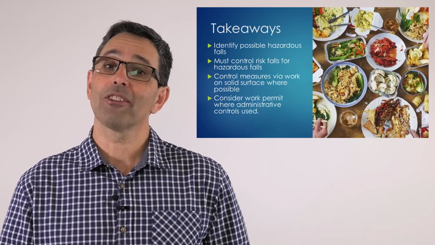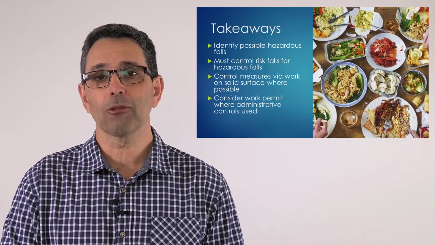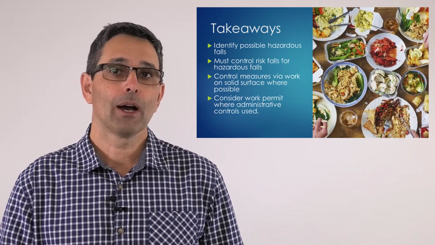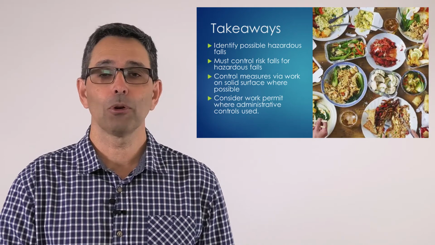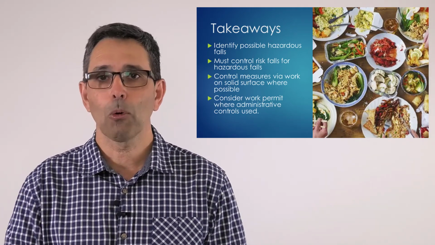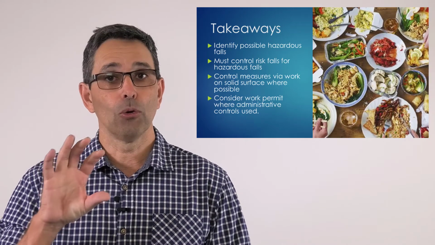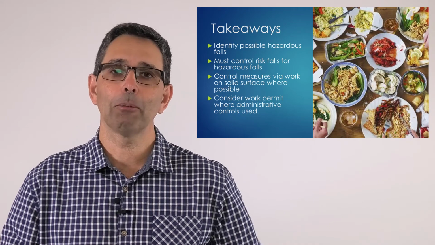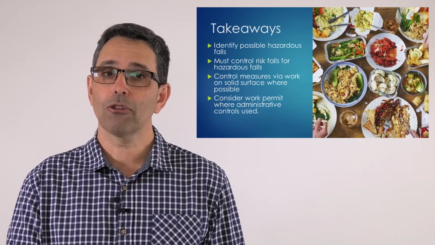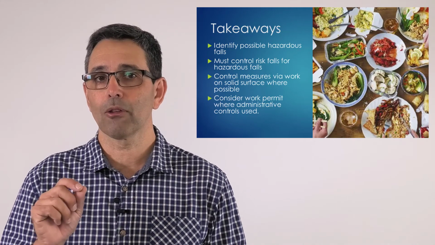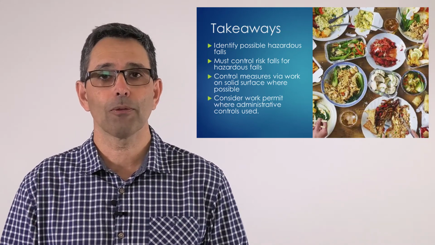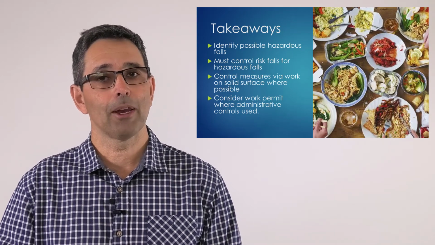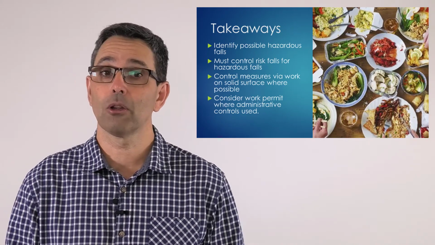Okay, so there we go. There's a nice quick summary of falls risk management. The main takeaways are that we need to be comprehensive in our approach for identifying the hazards for falls. We'll use inspection checklists, talk to our workers, all the usual approaches. We do risk assessments for each one of these hazardous situations, and then we implement appropriate controls. Those controls should be, where possible, working on solid ground or a solid work surface that doesn't have the risk of falls. If this is not possible, we need to implement good administrative systems, which should include a permit to work.